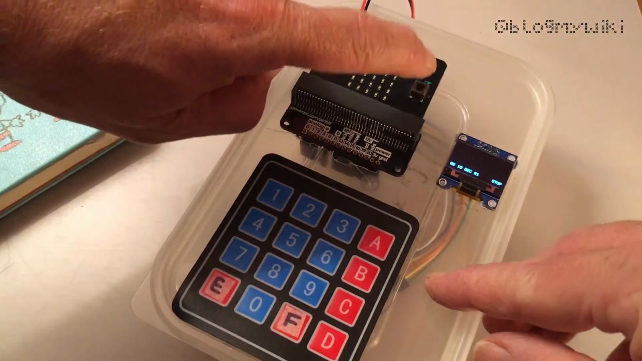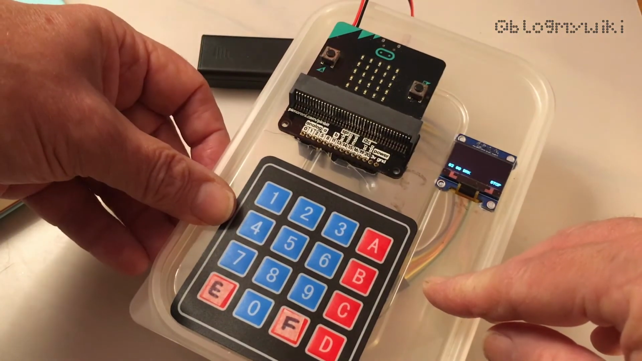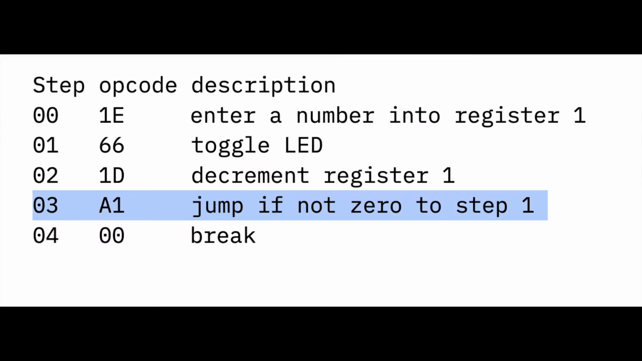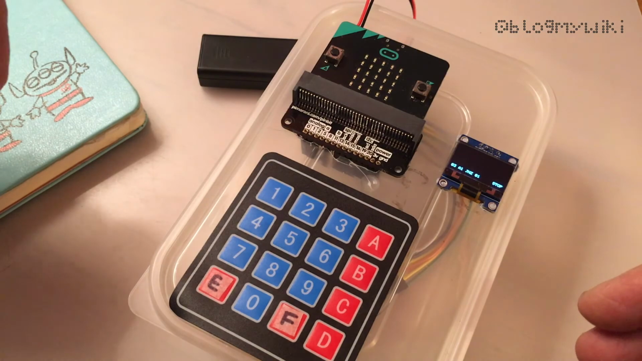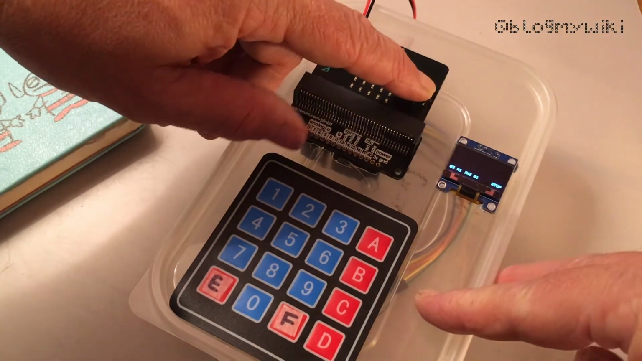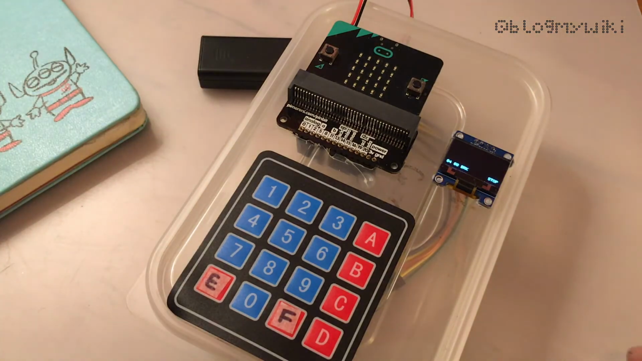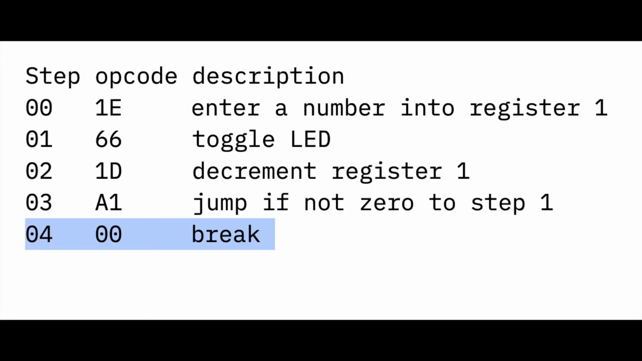And we'll go to the next instruction, which is going to be A1. Now, A is jump if not 0. So if our decrement hasn't got to 0, if our register hasn't got to 0, it's going to jump back to instruction 1 and toggle the LED again. And when it gets to 0, it won't jump back anymore, and it's going to break, which is our last instruction. 0, 0 is break, and it should jump out of the program.